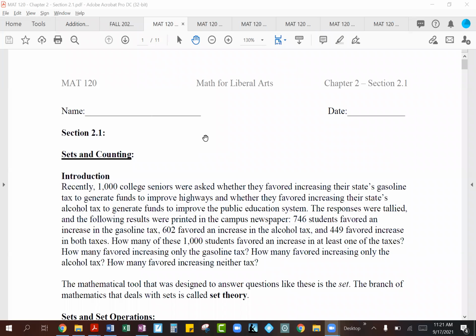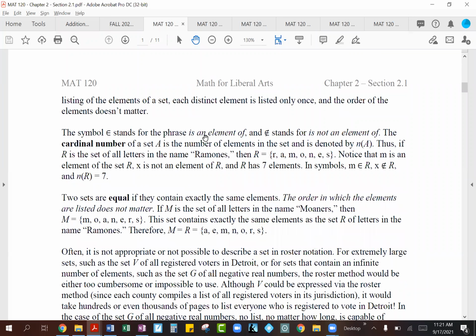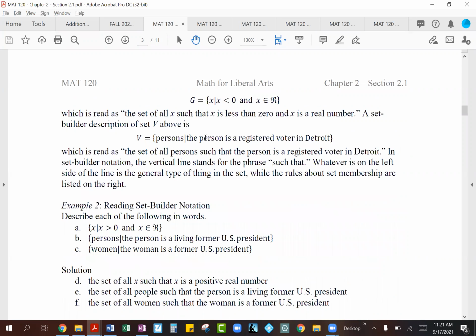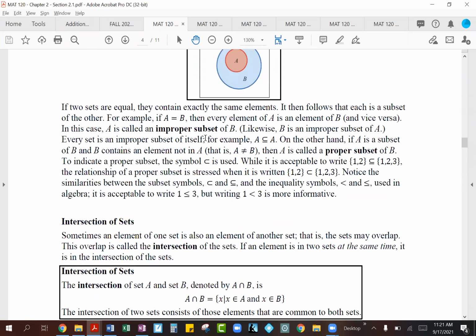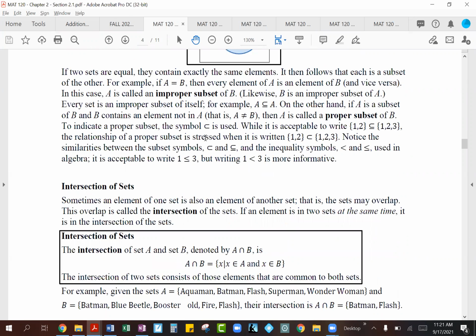There we go. So of course, we started out with introducing just sets. We looked at the different terminology, and we just kind of got a basic start on Venn diagrams. We talked about what is an element, what are improper and proper subsets. We talked about a well-defined set.